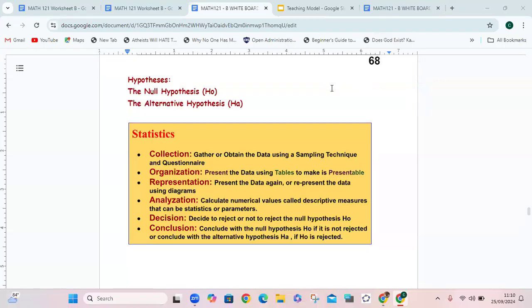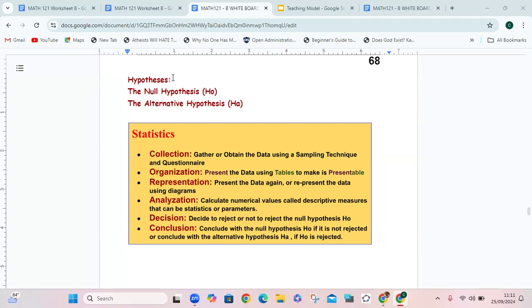So now you have what you call the hypothesis. You have the null hypothesis and the alternative hypothesis. They come in pairs. It's like two persons debating. So to see who has won the debate, you need statistics. You have to collect data. Collect data is like gathering or obtaining the data using a sampling technique and a questionnaire.